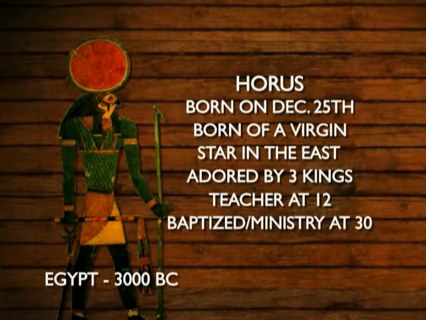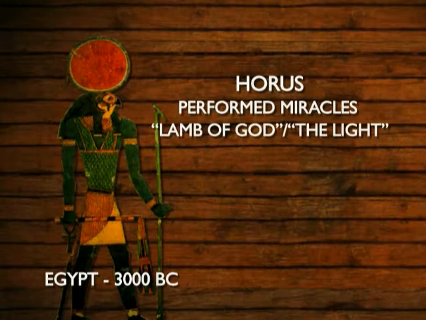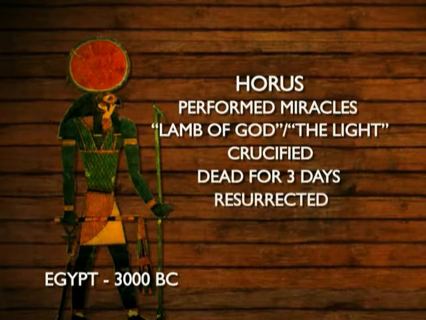Horus had 12 disciples he traveled about with, performing miracles such as healing the sick and walking on water. Horus was known by many gestural names such as the Truth, the Light, God's Anointed Son, the Good Shepherd, the Lamb of God, and many others. After being betrayed by Typhon, Horus was crucified, buried for 3 days, and thus resurrected.